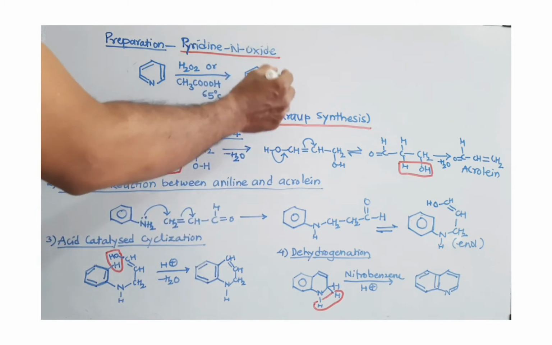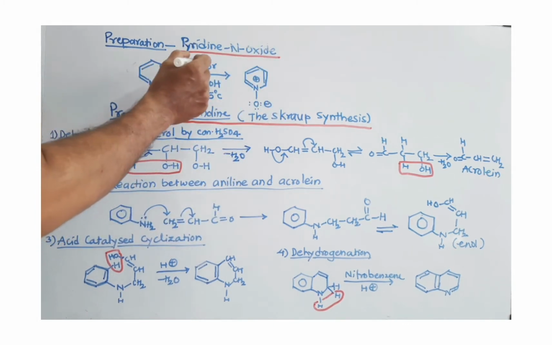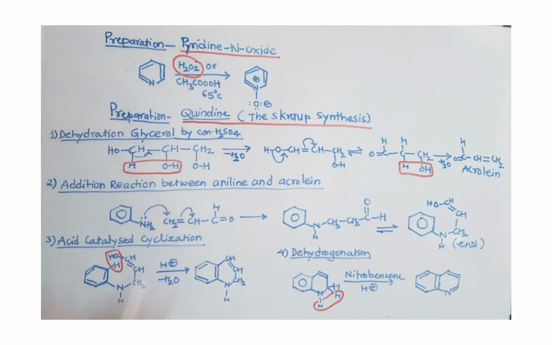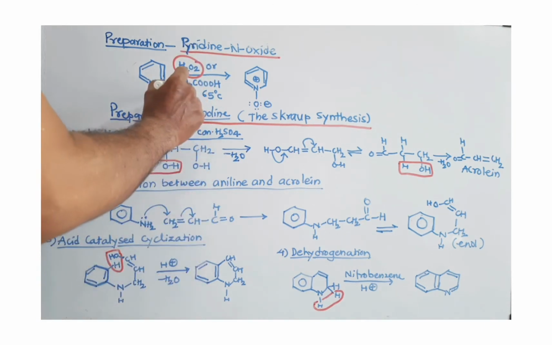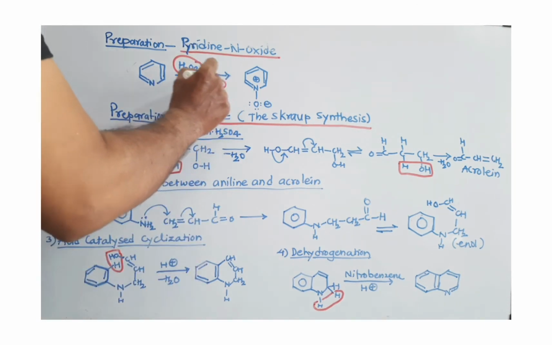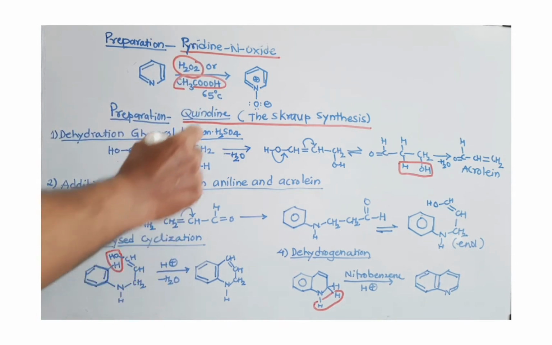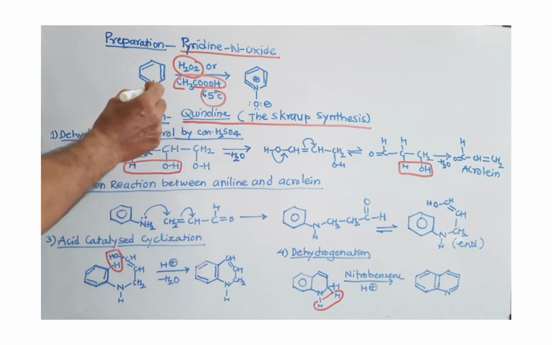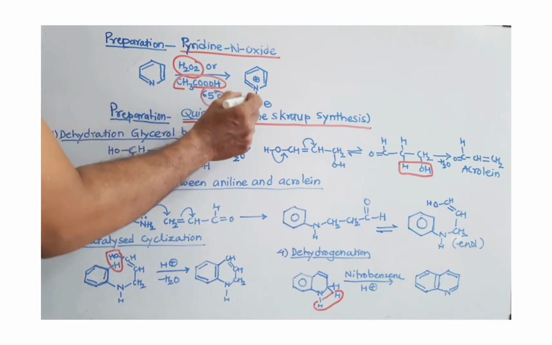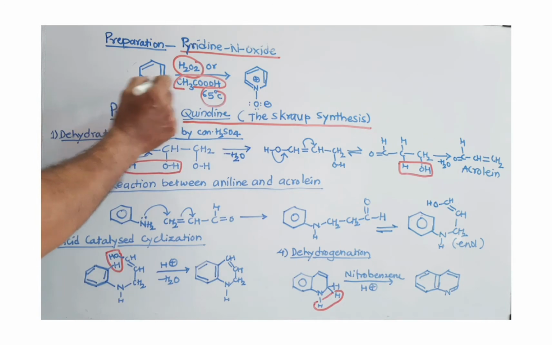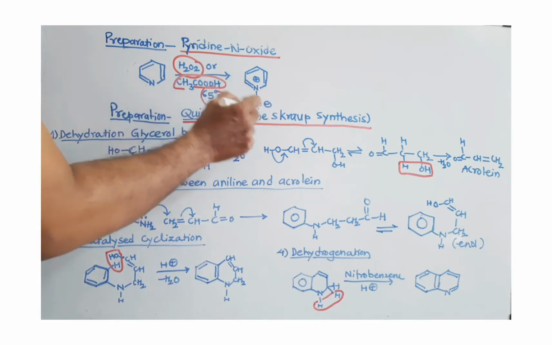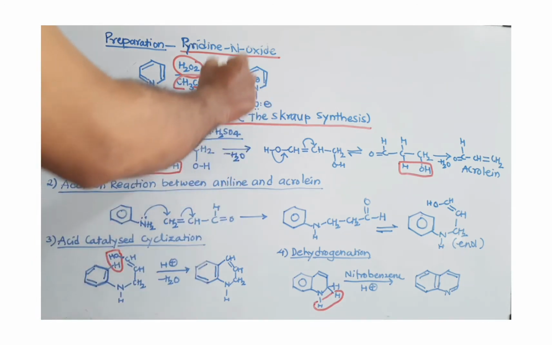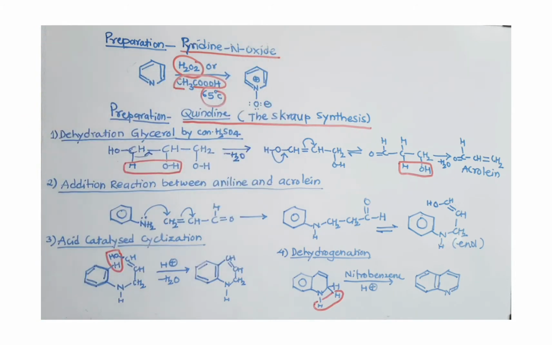Pyridine N-oxide can be prepared from pyridine by just using hydrogen peroxide, or you can use a peracid. This is peracetic acid, at a temperature of 65 degrees Celsius. Now see, this oxygen is attached to this nitrogen by a coordinate bond, and we get this pyridine N-oxide. Now the second preparation is the preparation of quinoline.